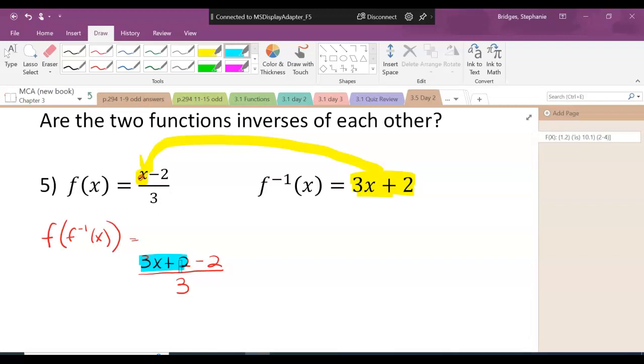Now, let's simplify that. If I have at the top 3x plus 2 minus 2, what does that simplify to be? 3x. And then if I have 3x divided by 3, then that simplifies to be x. That's what I'm looking for. If it doesn't simplify to be x, I can quit and automatically say no. But if the first one simplifies to be x, I'm going to have to reverse and do the second one the same.